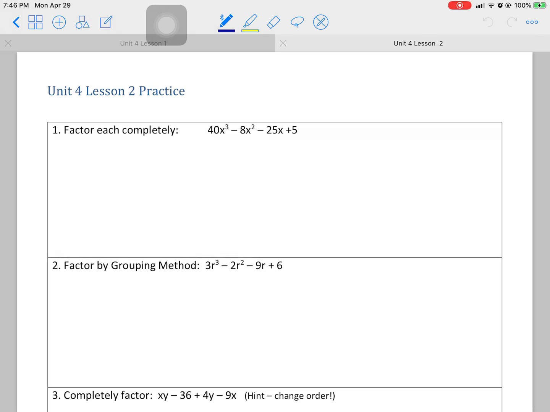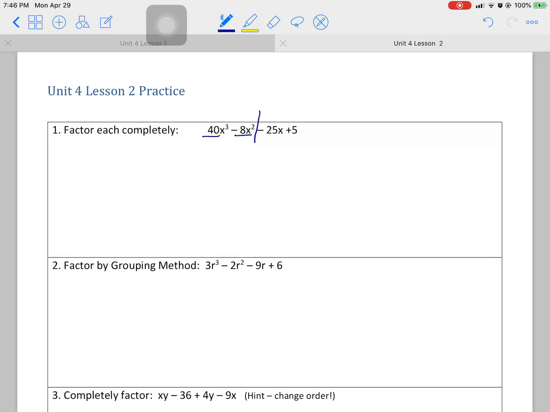All right, the practice for Unit 4, Lesson 2, Factor Completely. At first glance, we notice this is a 4-term polynomial. 4 terms get divided in half. You take out what you can take out, the greatest common factor in the first half.